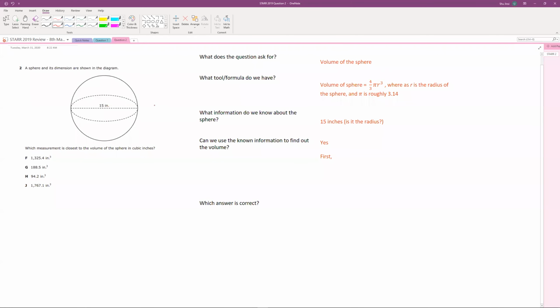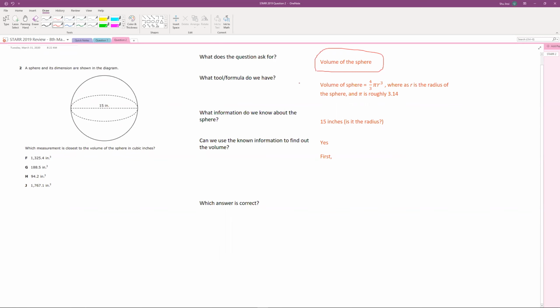Hello, let's take a look at this question 2 from the STAR test of 2019. It says a sphere and its dimension are shown in the diagram. Here's the diagram. So what does the question ask for? It's asking for which measurement is closest to the volume of the sphere in cubic inches. It's looking for the volume of the sphere.